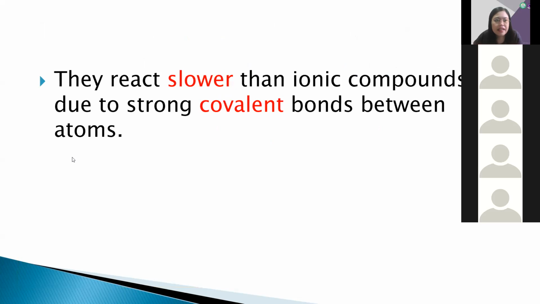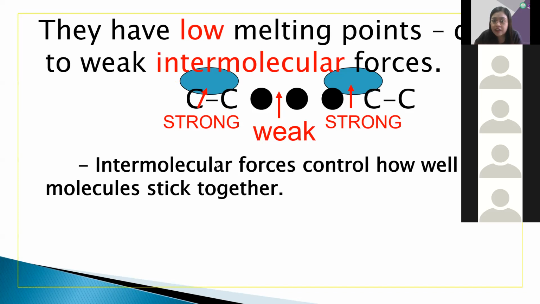Okay? Now, they react slower than ionic compounds, and that is due to strong covalent bonds between our atoms. So, nakita natin siya sa illustration a while ago. This one, you have covalent bonds connecting the carbon and the carbon. So, one atom to another atom, covalent bond in between. And since this is a strong bond, the result is there will be slower reaction.